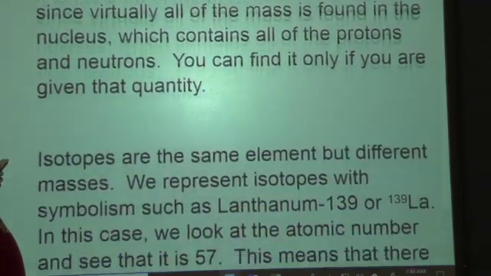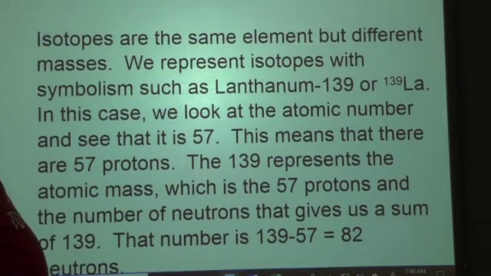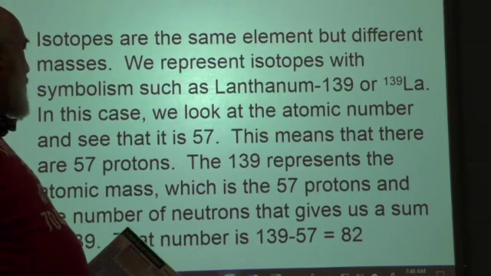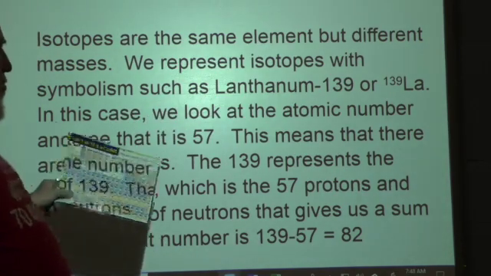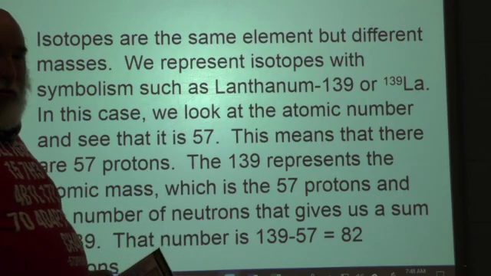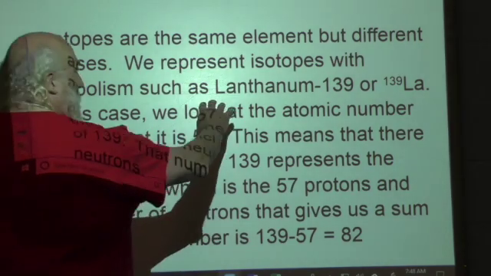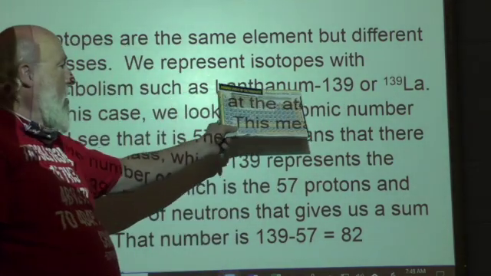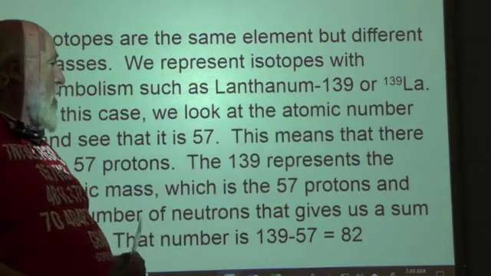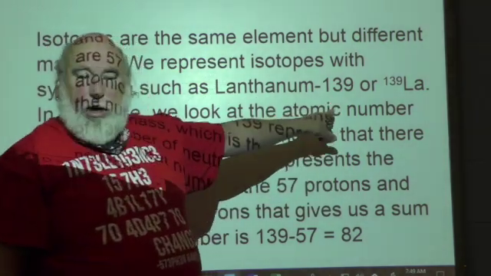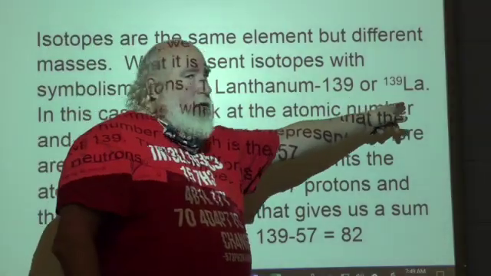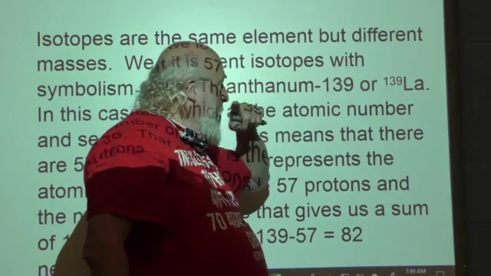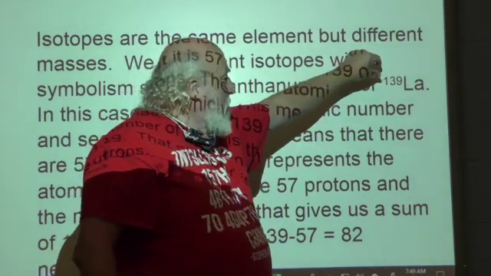Okay? So, if we take a look at lanthanum-139, we're back with lanthanum, element number 57. We have two ways of representing those isotopes. We can write it in this form right here, where we have the name of the element, and then a hyphen, and then the atomic mass. And again, this is the total number of protons and neutrons. Over here is another way that we describe it, and that is by writing the symbol of the element and putting the number 139 in the upper left-hand corner of it.